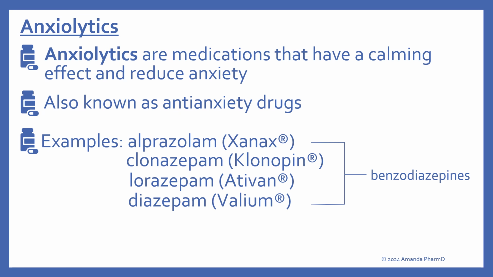Next are the anxiolytics. Anxiolytics are medications that have a calming effect and reduce anxiety. They're also known as anti-anxiety drugs. Some examples include alprazolam, brand name is Xanax, clonazepam, brand name is Klonopin, lorazepam, brand name is Ativan, and diazepam, brand name is Valium. And these are all in the pharmacologic classification of benzodiazepines.